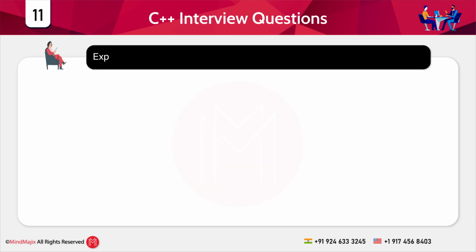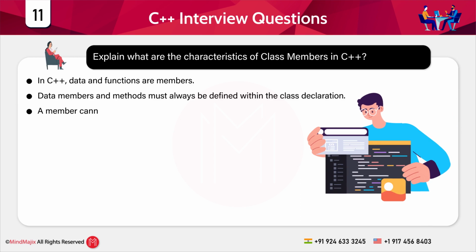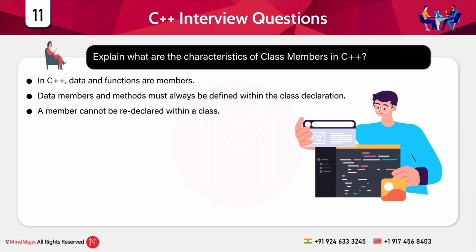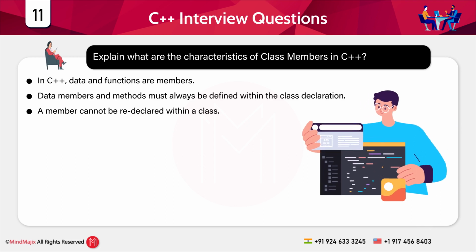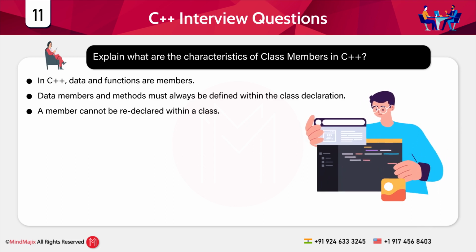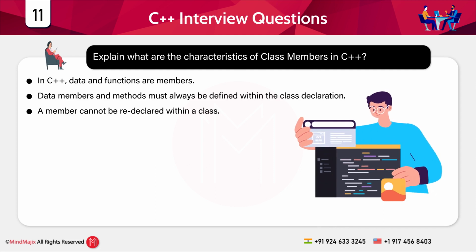The next question is, explain the characteristics of class members in C++. In C++, the data and the functions are nothing but members, and data members and methods must always be defined within the class declaration. A member cannot be redeclared within a class, and no other members can be added outside of the class specification.